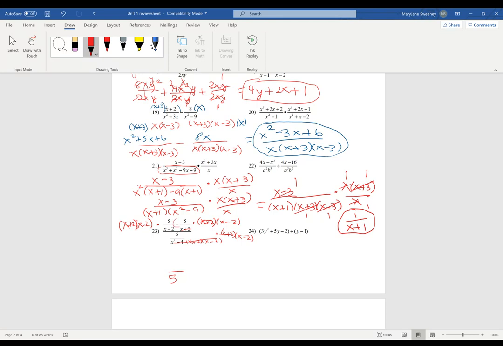We have to distribute the negative 5. So it's a negative 5x plus 10. Here the x minus 2's cancel. We distribute the 5. It's 5x plus 10. So these cancel. We've got 20 over 5, which is 4. So just be careful you distribute that negative.